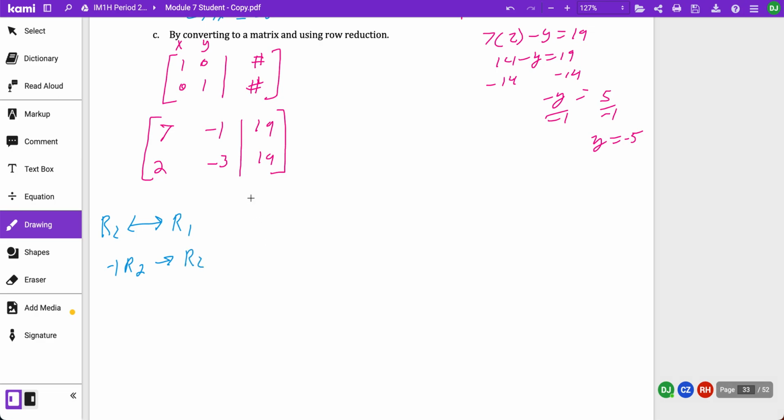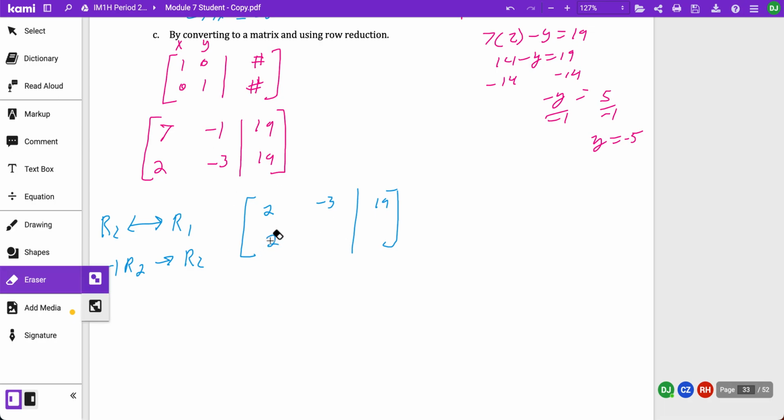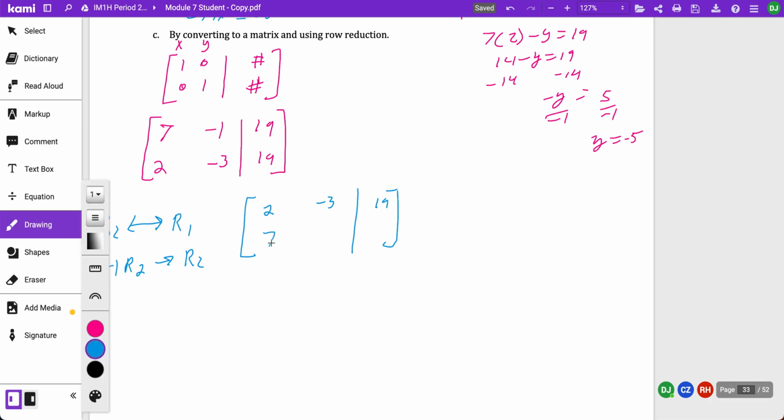So if you notice, the first thing I want to do is get this -1 down here. Now I'm going to turn that -1 into a +1 by multiplying everything in that row by -1. So when I flip row 1 and row 2, I'm going to get 2, -3, 19. And then when I flip the first with the second, I'll get 7, -1, 19. And since I'm multiplying that bottom row, row 2, by -1, this will give me -7, +1, -19.